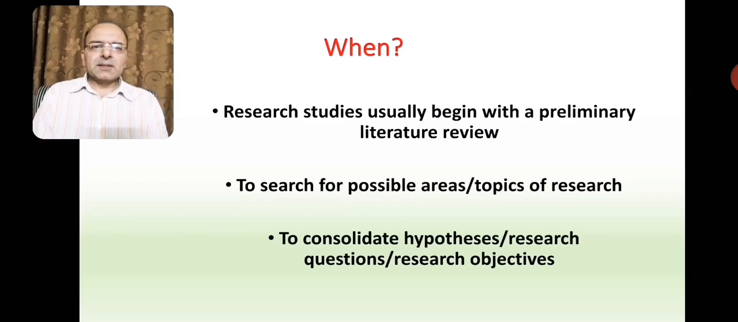And then the one thing is, why does the literature review happen in the beginning? Because many researchers and research students want to consolidate their hypotheses or their preliminary research ideas, research questions and research objectives that they have in their mind. So this preliminary literature review actually helps in consolidating those hypotheses, research questions and research objectives.